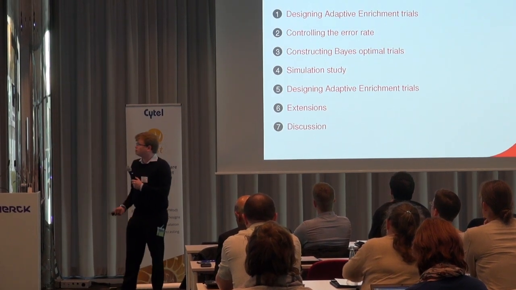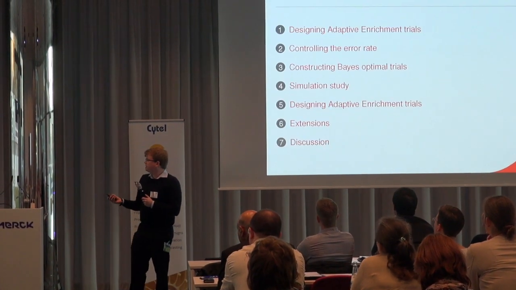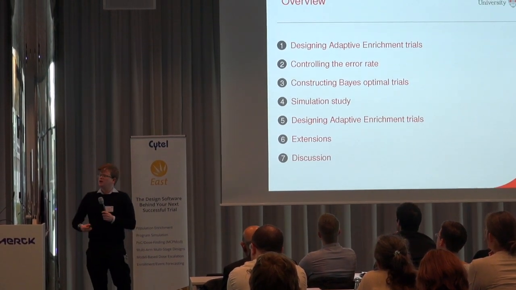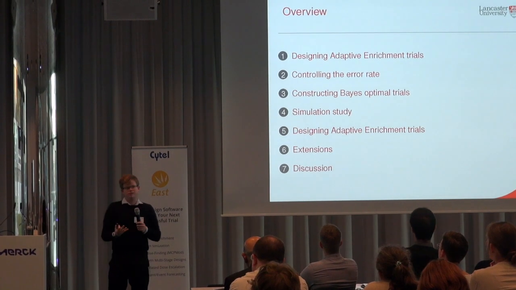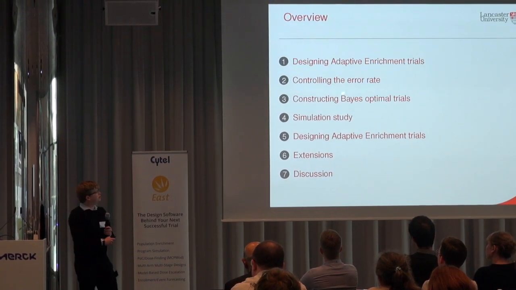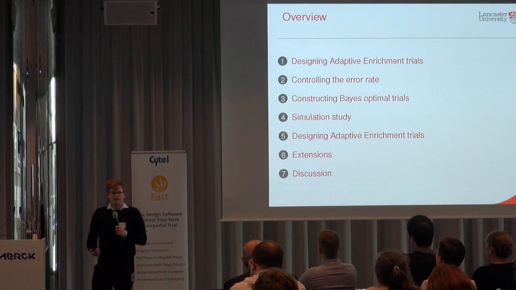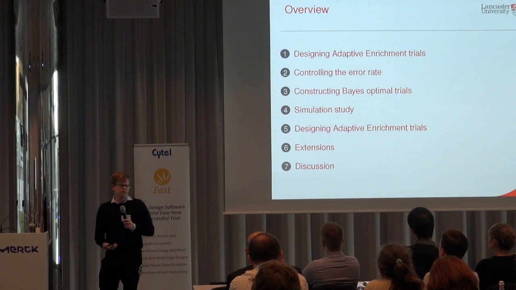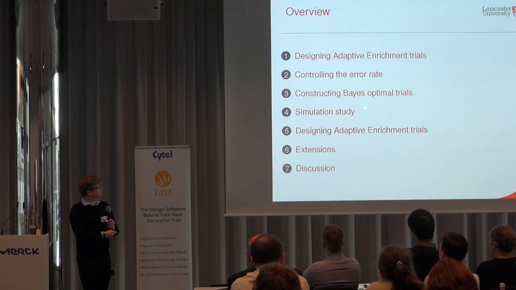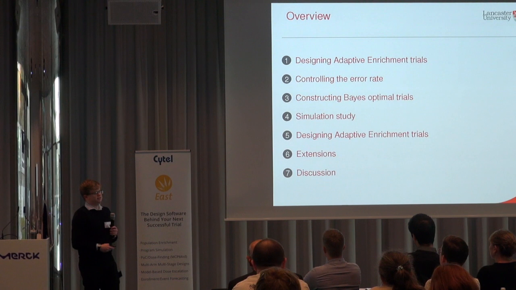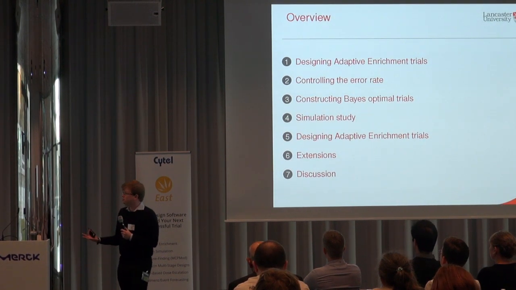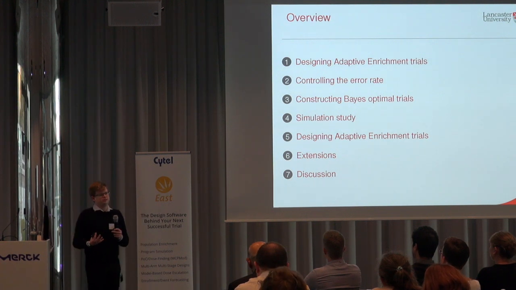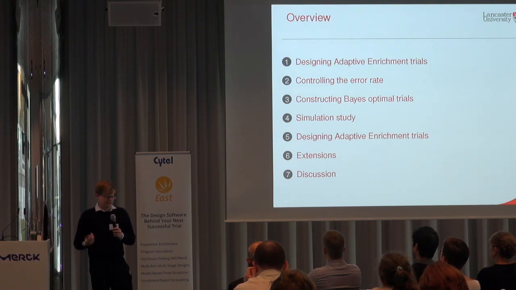So I'm going to start off by just giving a little bit of an overview of what I mean by adaptive enrichment trials, just so you know exactly what I'm thinking. We're then working in a confirmatory setting, so we're going to look at controlling the error rate with these designs before we do any kind of optimization. We can then talk about how to construct these Bayes optimal trials and simulate some results. So I don't have any real studies to talk about, but we can have a look at what situations these trials might actually be useful in using our same decision framework.